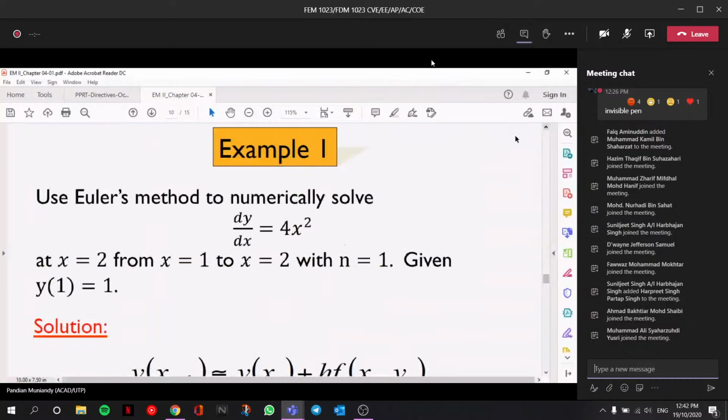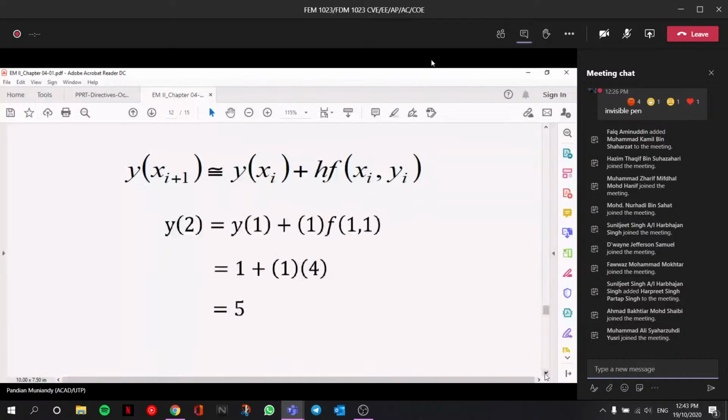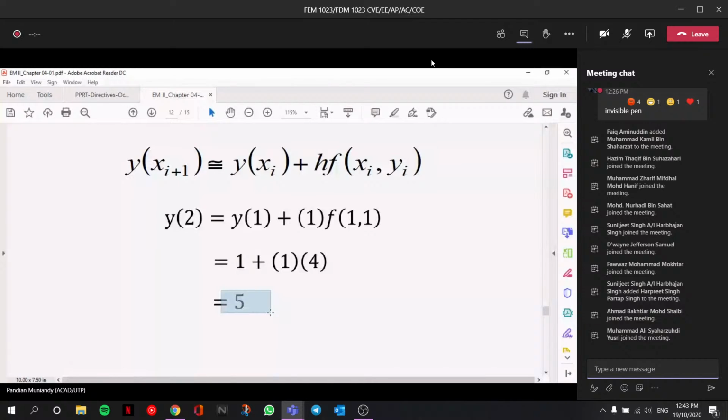So you already answered, because they ask you to find y2. Go back to the question. What is your y? Because use Euler method to solve numerically, meaning you want to solve numerically at x equals to 2. So at x equals to 2, you must give the answer 5, sorry. So answer is 5.